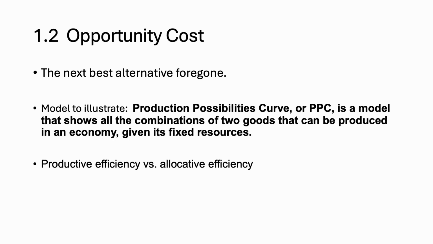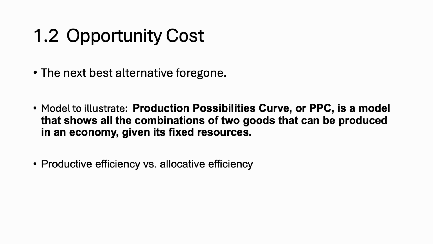The PPC, or production possibilities curve, is the model that we use to show all the combinations of 2 goods that can be produced in an economy given its fixed resources. The PPC is used to show the concept of opportunity cost, which is that which we give up that was our next best alternative. And on the PPC, we will also use it to show productive efficiency. Productive efficiency means producing the maximum amount of output from the available resources.